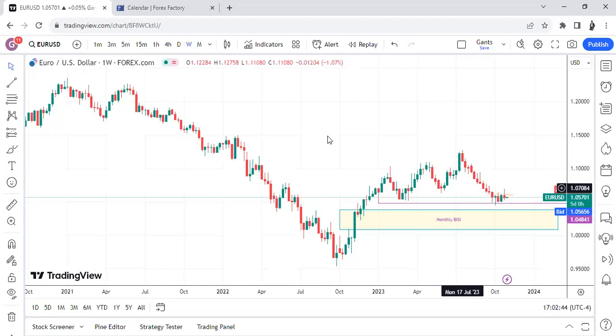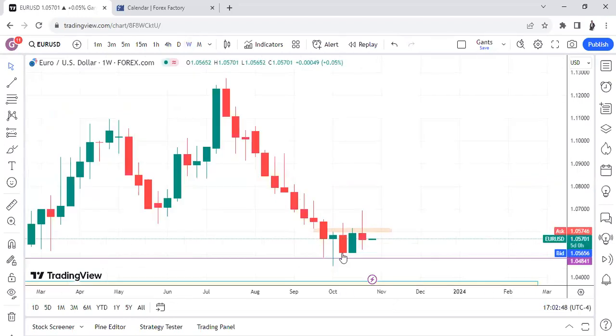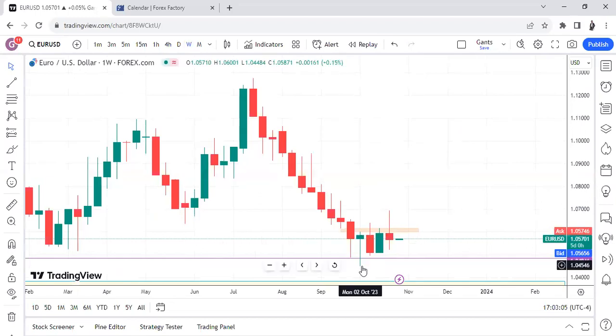GBP/USD, we can see how price did the same thing. It went higher, created a high of the month, taking out all the liquidity from 2 weeks ago, 3 weeks ago, and the first week of the month. So I want to see movement lower, sweeping the low that was created at the beginning of the month. That's what I'm looking at.